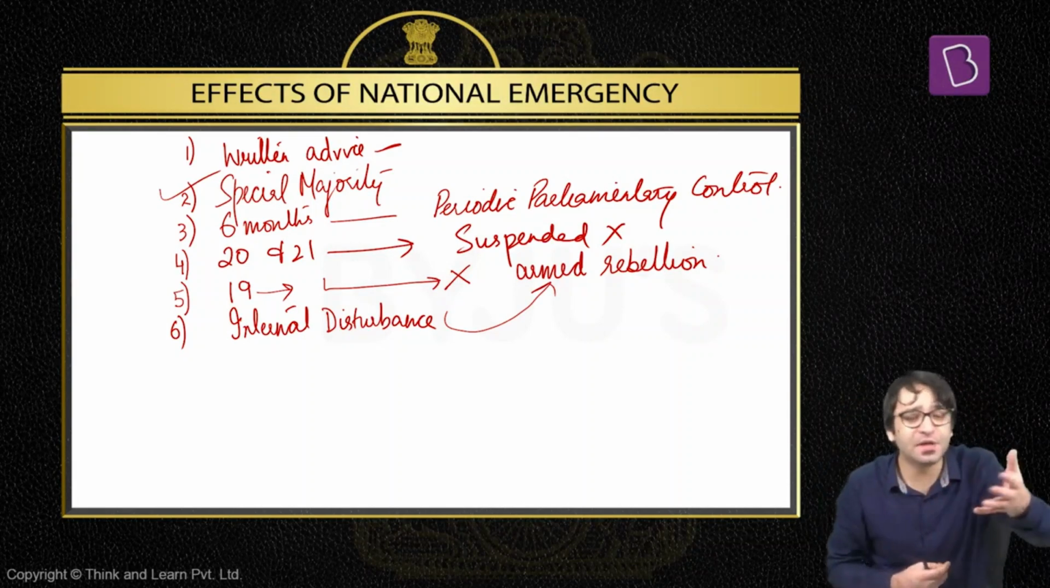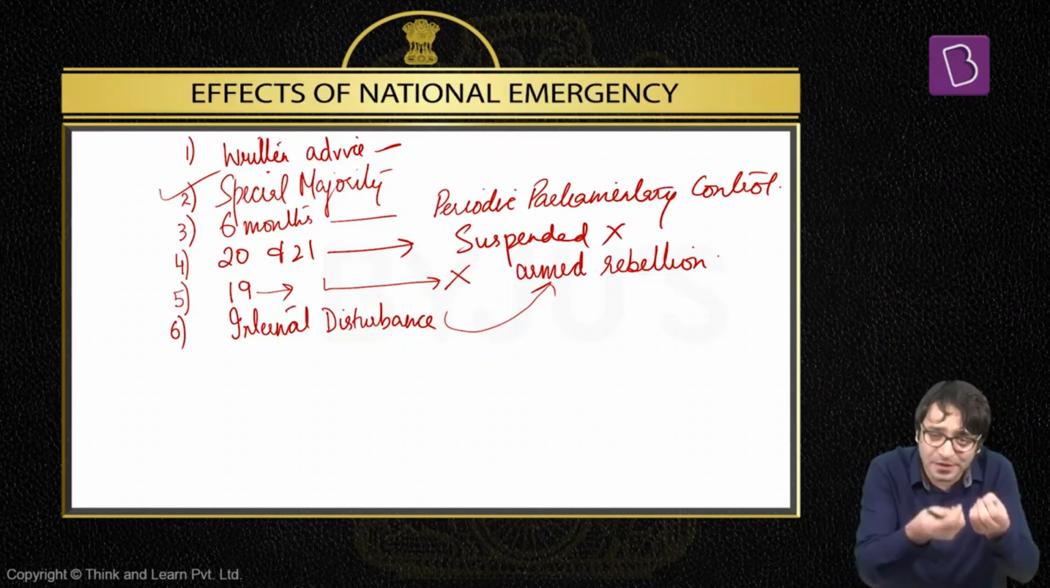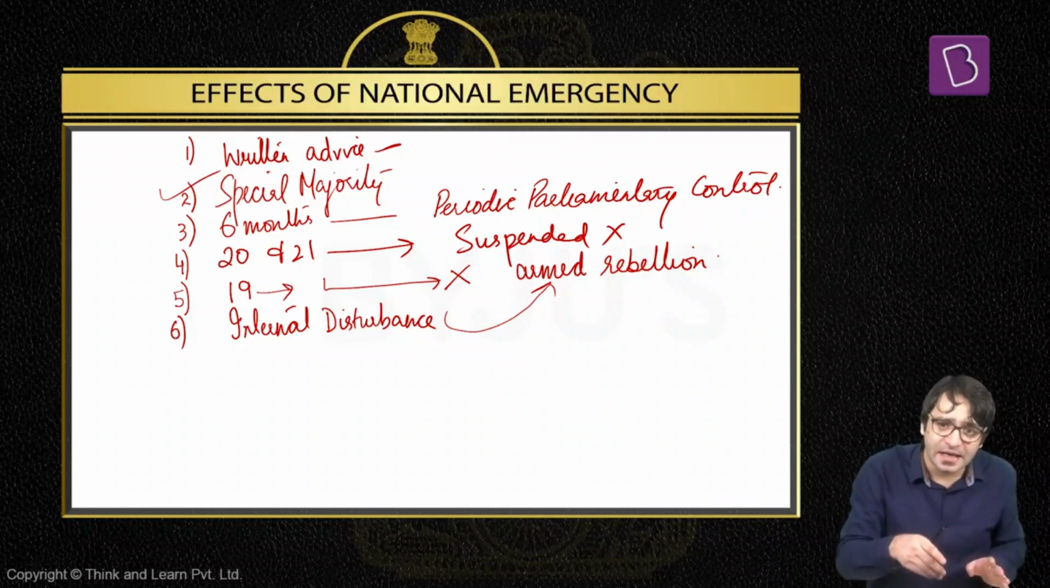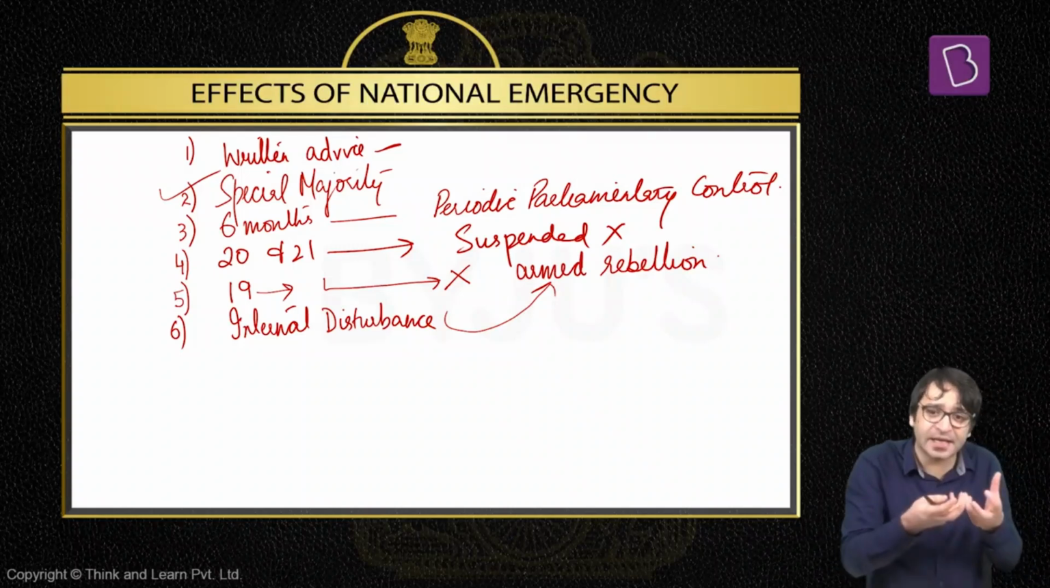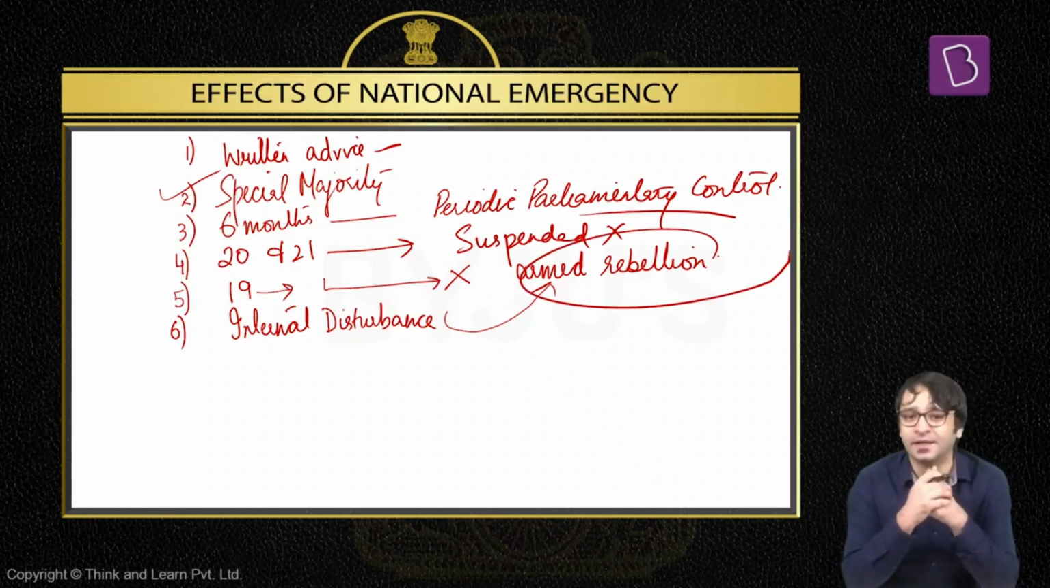Internal disturbance is very vague. People are protesting for their genuine, legitimate demands. That is also internal disturbance. But people protesting for their genuine demands, for their legitimate rights, that cannot be deemed as a ground for national emergency. But if people are protesting, and through this process they are taking up arms, and through these arms and ammunition they want to overthrow the state, that is armed rebellion. That means unless and until there is armed rebellion, national emergency cannot be imposed.